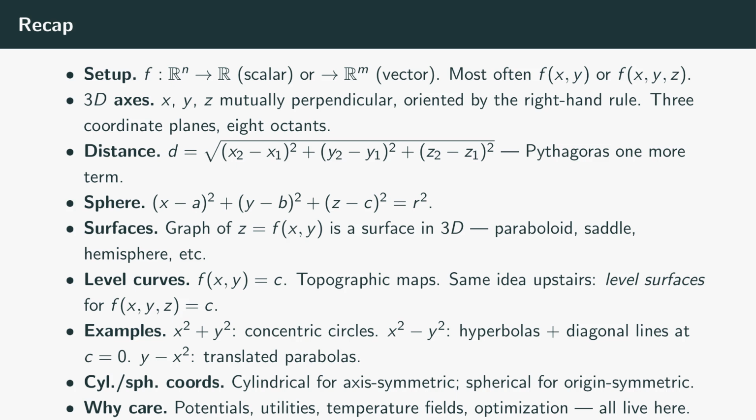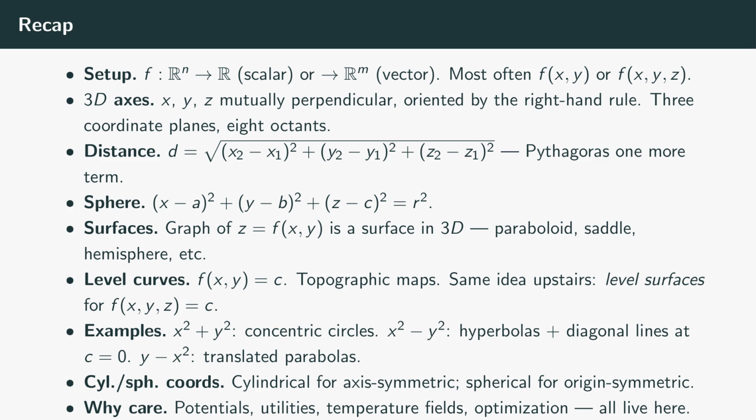The graph of z equals f of x, y is a surface in 3D. We can't draw the graph of f of x, y, z directly, it would live in 4D, but we can visualize either kind of function by collapsing it to a topographic map: the level curves f of x, y equals c for a two-variable function, or the level surfaces f of x, y, z equals c for a three-variable one.